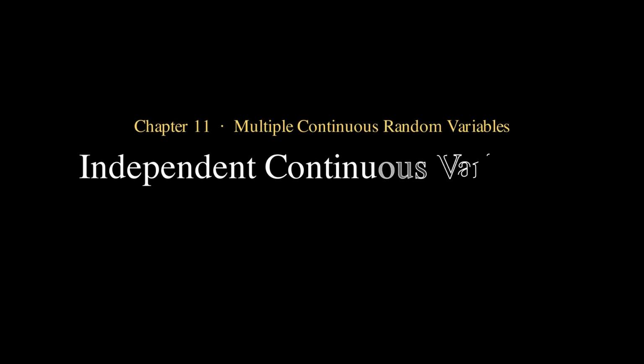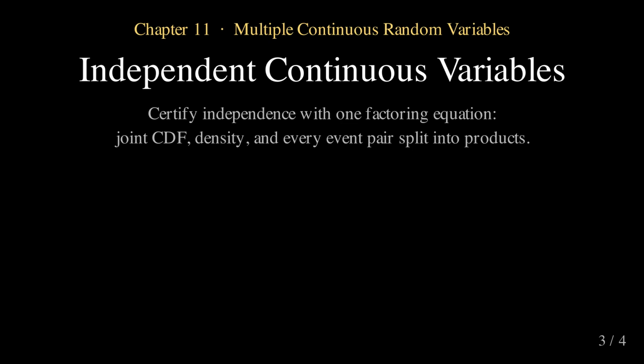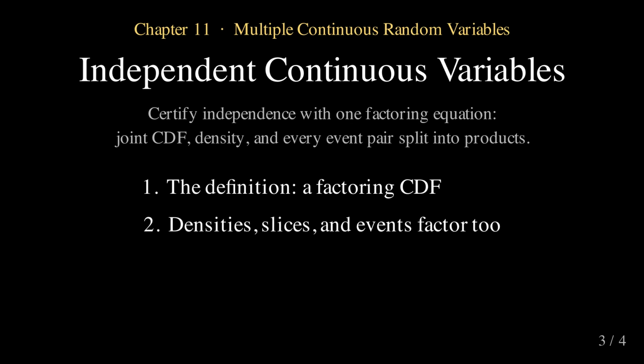Last video, conditioning with densities, observe one variable and the density of the other responds. Slice by slice, this video is about the opposite situation, the one where nothing responds at all. We define independence for continuous variables with a single factoring equation. Watch it cascade down to densities, to conditional slices, and to every pair of events. And then put the definition to work on the unit square, where the two coordinates pass the test, and a third variable, built from the first two, fails it.